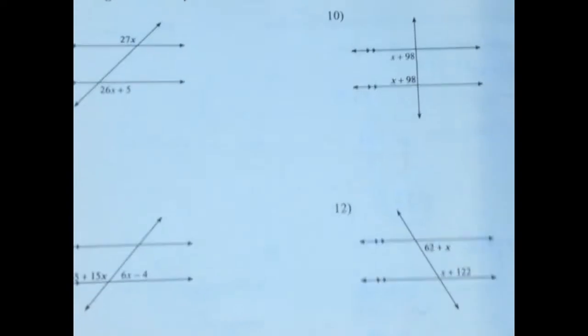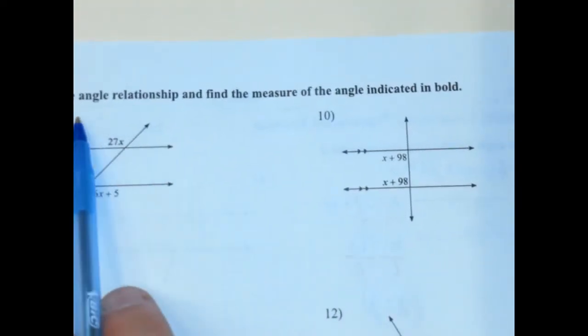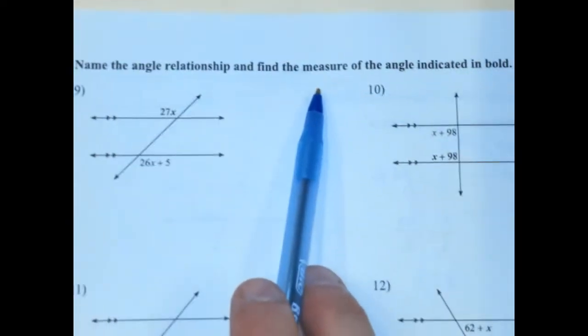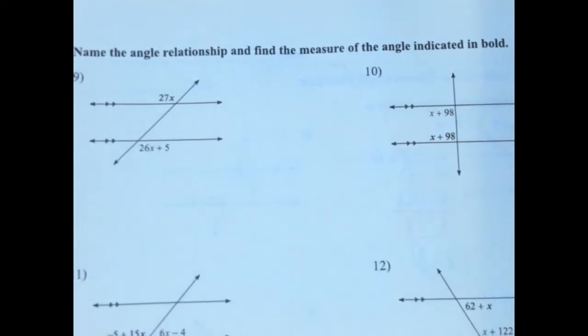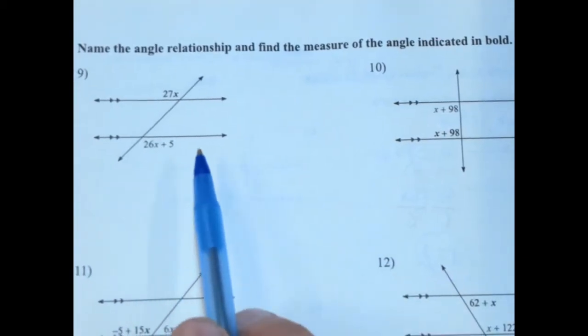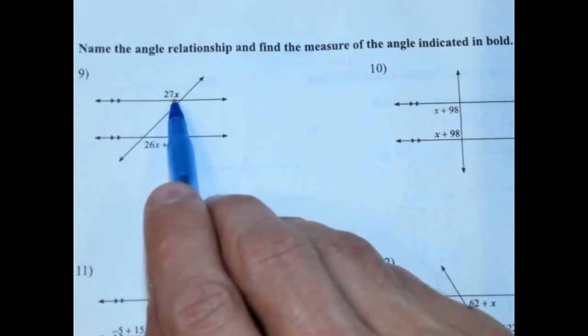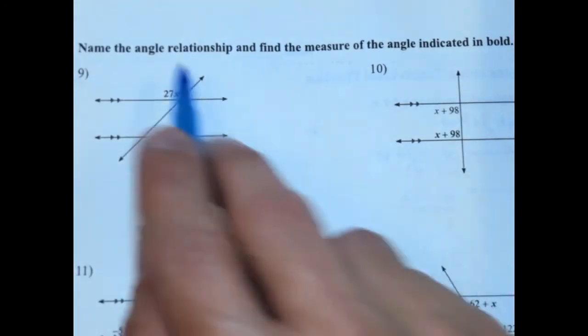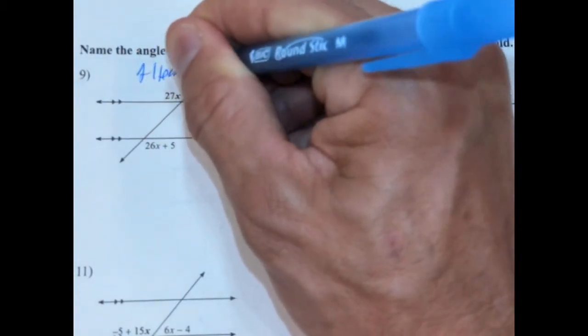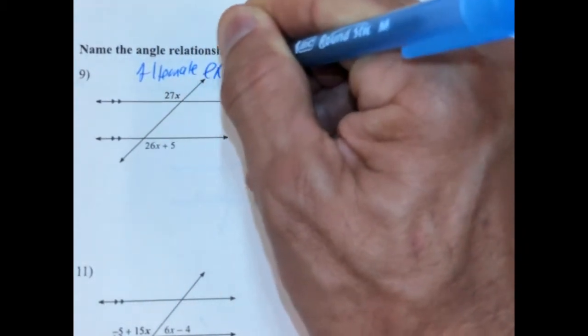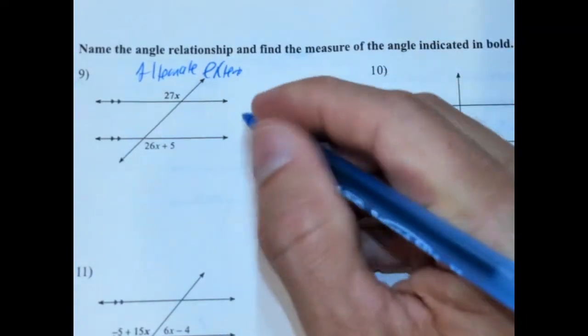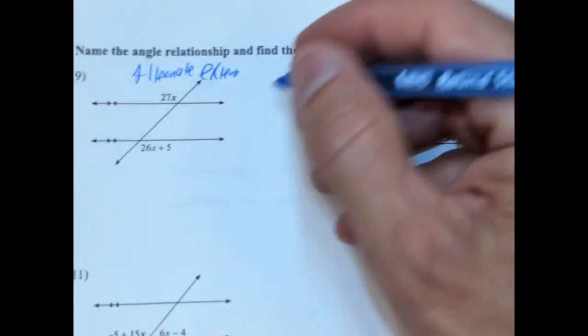All right, let's go ahead and check out the backside here. So name the angle relationship and find the measure of the angle. So we're going to find x, and then we're going to plug it back in to find the bold angle. Now, it's going to be kind of hard for you to tell in the camera, but this is the bold one, so we're going to be solving for that angle. So angle relationship, these are going to be alternate exterior angles, and that means they're going to be congruent here because this is parallel.